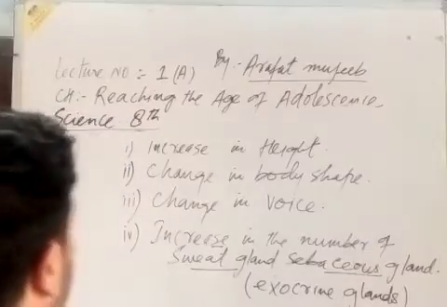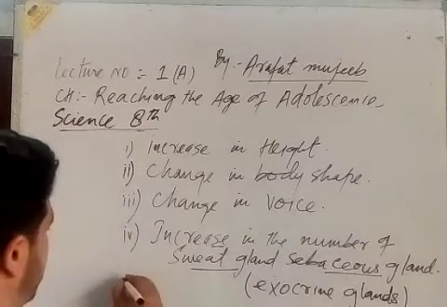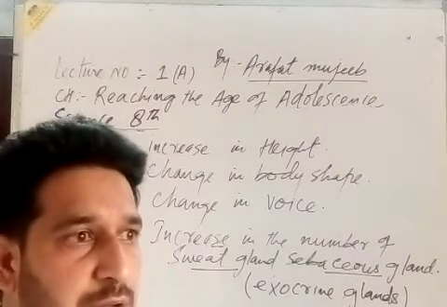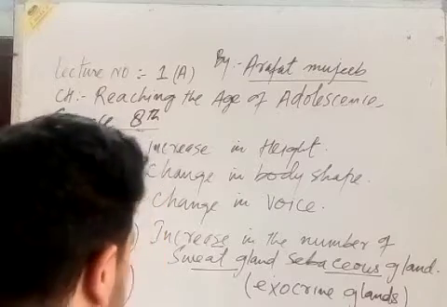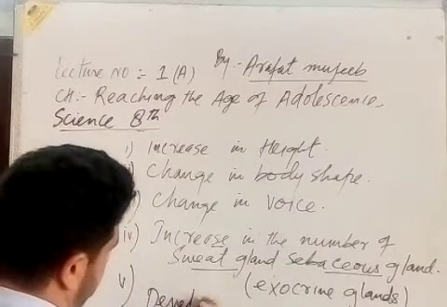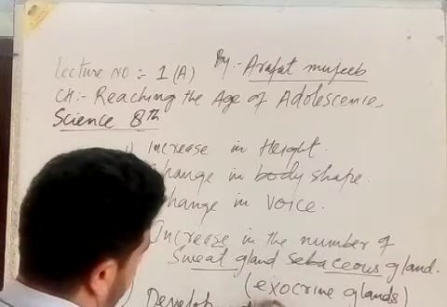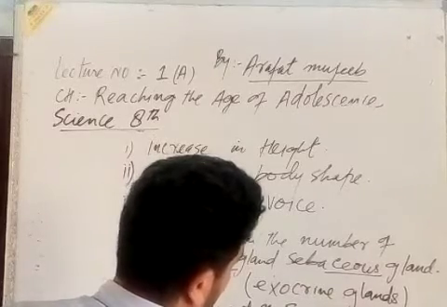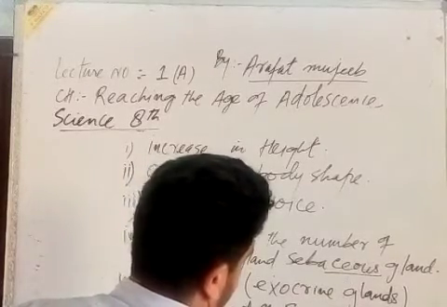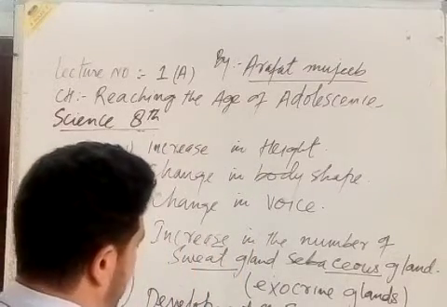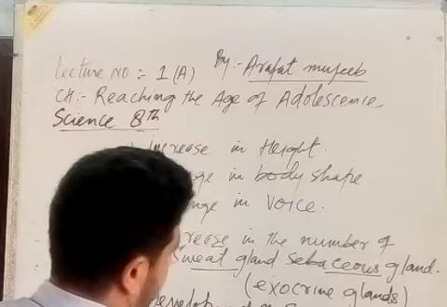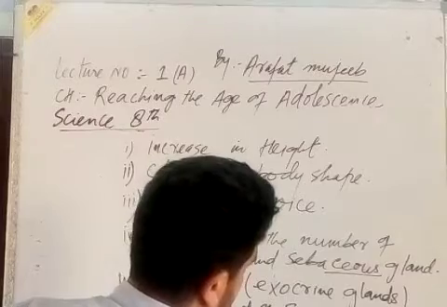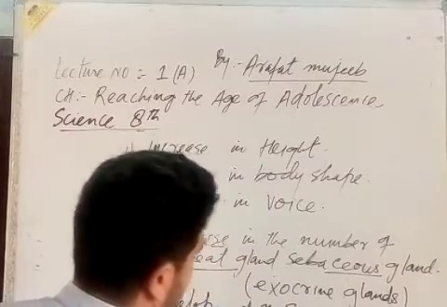There are other changes as well, and I am going to mention them here. The fifth one is the development of sexual characters, that means development of secondary sex organs and secondary sexual characters. These and other changes we will discuss later in the next chapter.